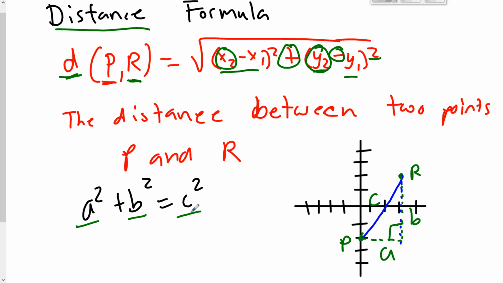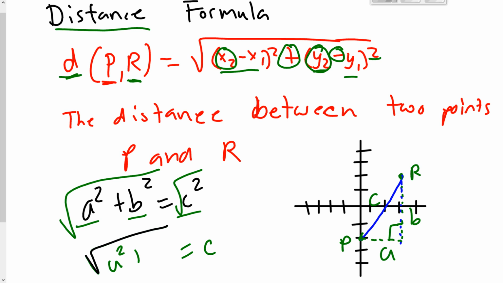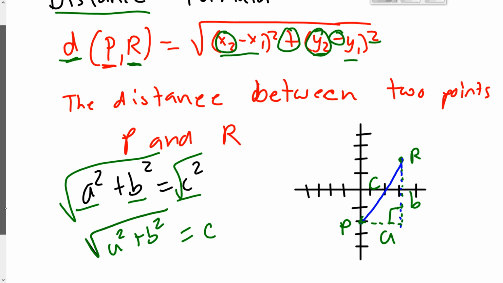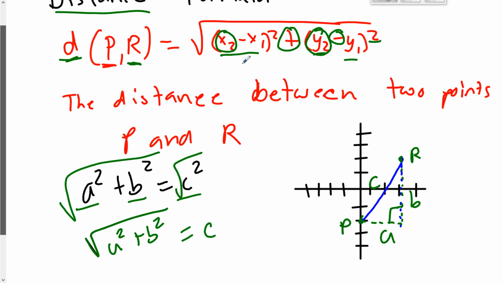If I want to find my C, that means I have to square root both sides, right? Okay, so then I would get my C by itself by taking the square root of A squared plus B squared. You can see that in your formula here, right? This is something squared plus something squared, just like your formula. Then we're square rooting that, and it equals C. So that's where you can prove the distance formula by using the Pythagorean theorem, or you could prove the Pythagorean theorem by using the distance formula.